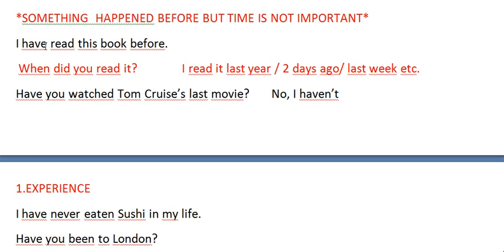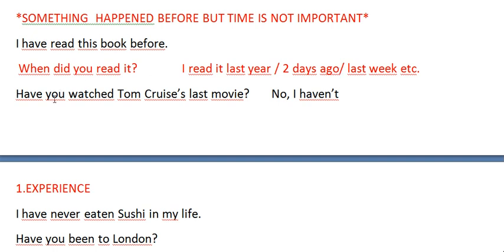For example, here, I have read this book before. Here, I'm focusing on the fact that I have read this book. But if the time is important, the question changes to the simple past. When did you read it? You see, that's the main difference between those two tenses. And the answer is, of course, I read it last year, 2 days ago, last week. Those are all simple past tense.